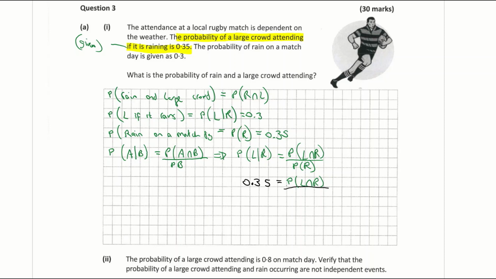Well, we have the probability of rain from the question. It's 0.3, isn't it? Sorry, I wrote down 0.35 here for the probability of rain. The probability of rain is 0.3. And then I'm going to solve for the probability of large intersecting with rain. So I'm just going to put this over 1, and solve my two fractions by cross multiplying. When I multiply 0.35 by 0.3, I get 0.105, and that is equal to the probability of a large crowd intersecting with rain, or in other words, rain and a large crowd. That's part A, part 1.